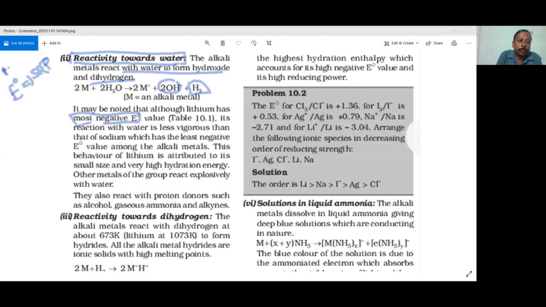The most negative SRP is found for lithium. This is a one-mark objective question. Its reaction with water is less vigorous than that of sodium, which has the least negative E naught value. The behavior of lithium among the alkali metals is attributed to its small size and very high hydration energy.